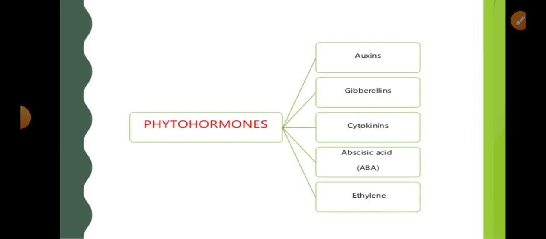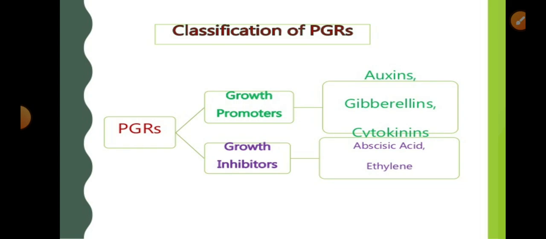Phytohormones or plant growth regulators are of five types: auxin, gibberellins, cytokinins, abscisic acid, and ethylene. These plant growth regulators are classified into two groups: growth promoters and growth inhibitors. In growth promoters, the plant growth regulators are auxin, gibberellins, and cytokinin, and abscisic acid and ethylene come into the category of growth inhibitors.